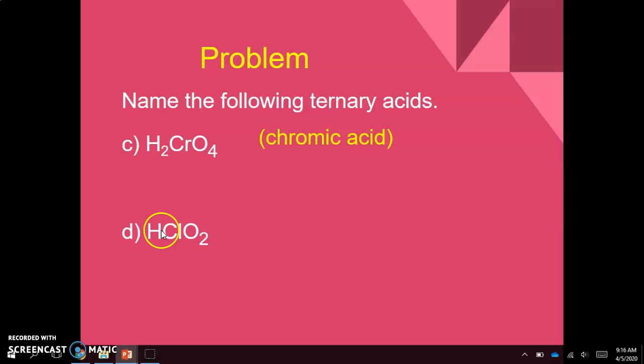Okay, so here we've got HClO2. Now this is not chlorate, this is chlorite. So this is a polyatomic ending in an ITE. And remember, for an ITE, instead of changing it to an IC, we're going to change it to an OUS. So instead of being a chloric acid, this is a chlorous acid. Okay? So any polyatomic that ends in ITE is going to become an OUS. And again, these have oxygen in them, so we're not using that hydro prefix.